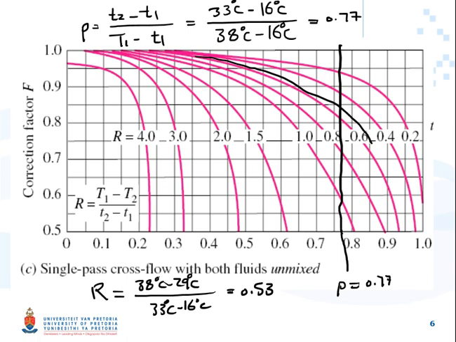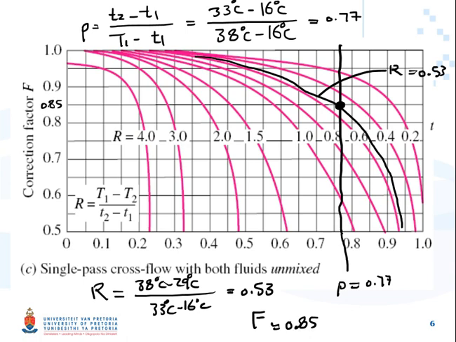Closer to 0.6 than 0.4. I think that's a very good estimation. So here we can say, what is this? This is the line of R equal to 0.53. This point here is our correction factor, which is 0.85. Okay, so the correction factor is 0.85.